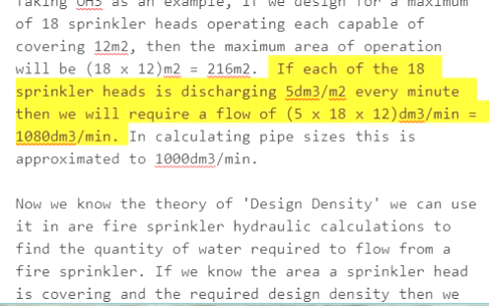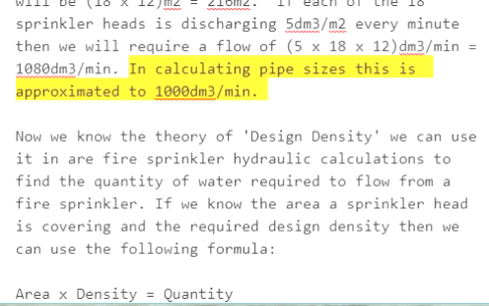If each of the 18 sprinkler heads is discharging 5 cubic decimeters per square meter every minute, then we will require a flow of 5 by 18 by 12 cubic decimeters per minute, which equals 1080 cubic decimeters per minute. In calculating pipe sizes, this is approximated to 1000 cubic decimeters per minute.